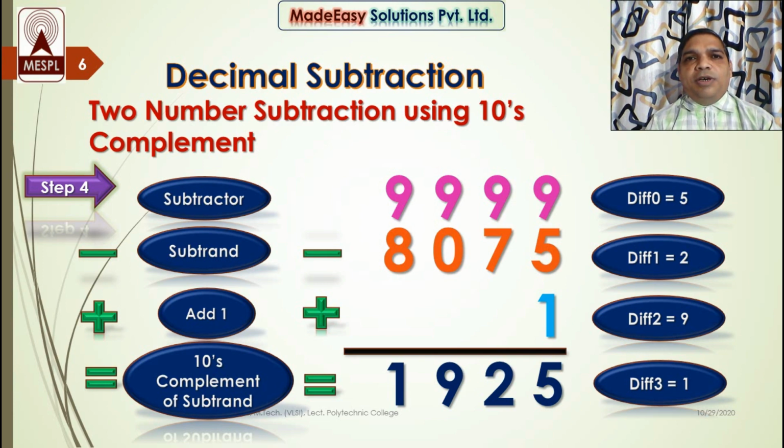Now if you see, I am getting the proper result, 1925. So here the carry generated in step 2 actually represents the sign of this number. The carry 0 indicates that the result we got is negative. Here we are not using any sign to represent the number, but we are using a dedicated digit to represent the sign of that number. That means the carry 0 is indicating that the result we got is negative.